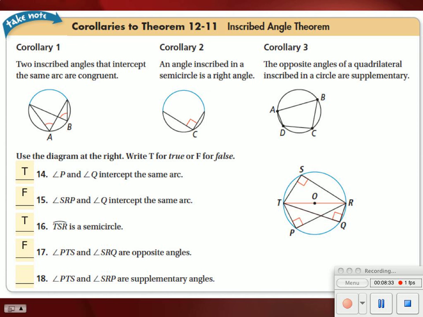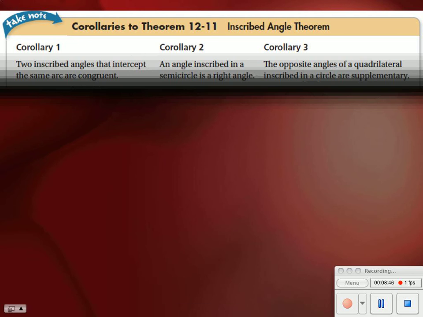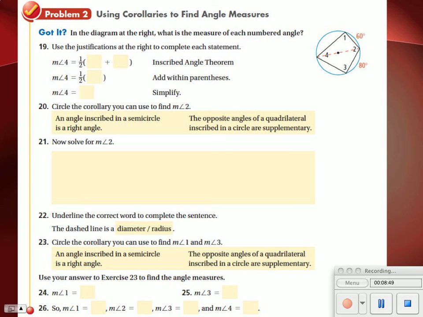Using corollaries to find angle measures. In the diagram at the right, what is the measure of each numbered angle? We're going to find 1, 2, 3, and 4. Use justifications at the right to complete each statement. So, measure of angle 4 equals 1/2 of 60 plus 80, because this arc here is 140, 60 plus 80. So we're going to add those together. So the measure of angle 4 is 70 degrees.